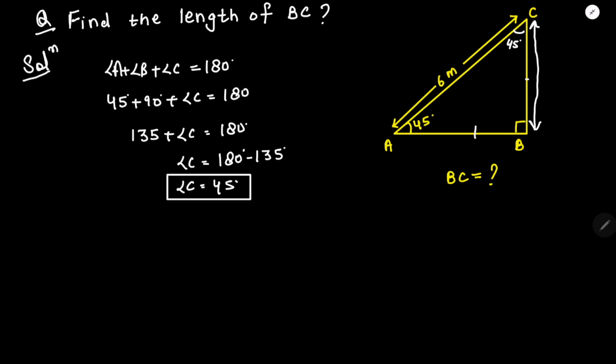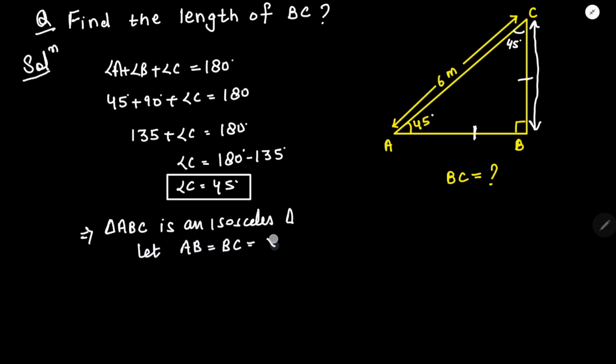Now, if you notice here that these two angles are equal, when these two angles are equal, then the sides opposite to these angles are also equal. This is a property of an isosceles triangle. This implies triangle ABC is an isosceles triangle, right? Okay. So let us suppose AB is equal to BC is equal to x. Since we don't know what AB and BC are, we will say that these are x.